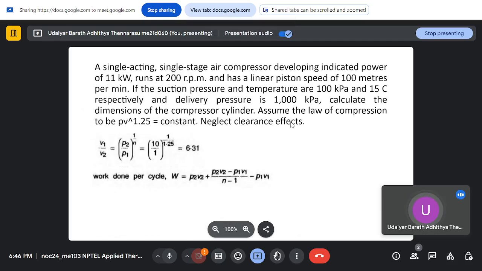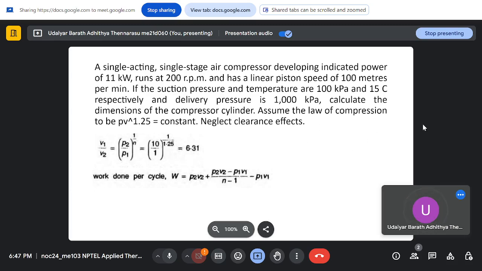Similar to the previous one, we have a single acting single stage air compressor developing indicated power of 11 kilowatt, which runs at 200 rpm and has a linear piston speed of 100 meters per minute. If the suction pressure and temperature are 100 kilopascal and 15 degrees Celsius respectively, and delivery pressure is 1000 kilopascal, calculate the dimensions of the compressor cylinder. Assume the law of compression to be PV raised to power 1.25 equals constant. Neglect clearance effects.